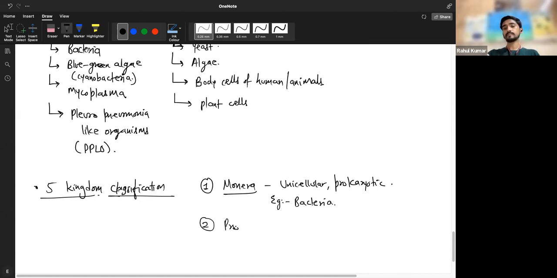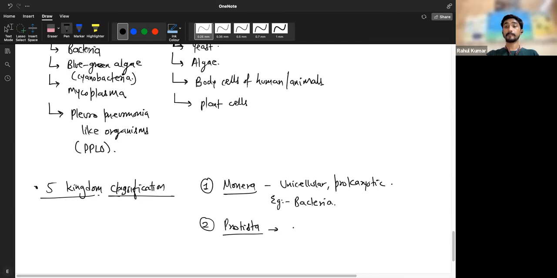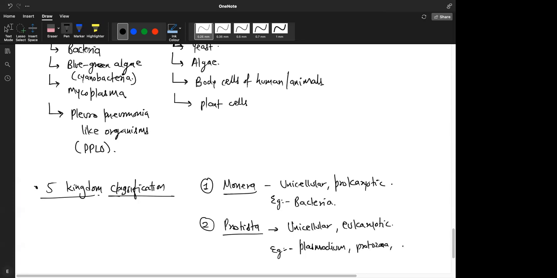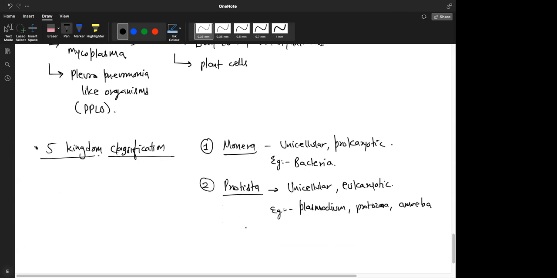Then second is Protista. Are you following, Iram? Protista are eukaryote or prokaryote? They are also unicellular, but eukaryote. Here your examples will be protozoa, all the plasmodium, let's say. Plasmodium causes malaria. You know that? You know amoeba? Yes, it comes into Protista.